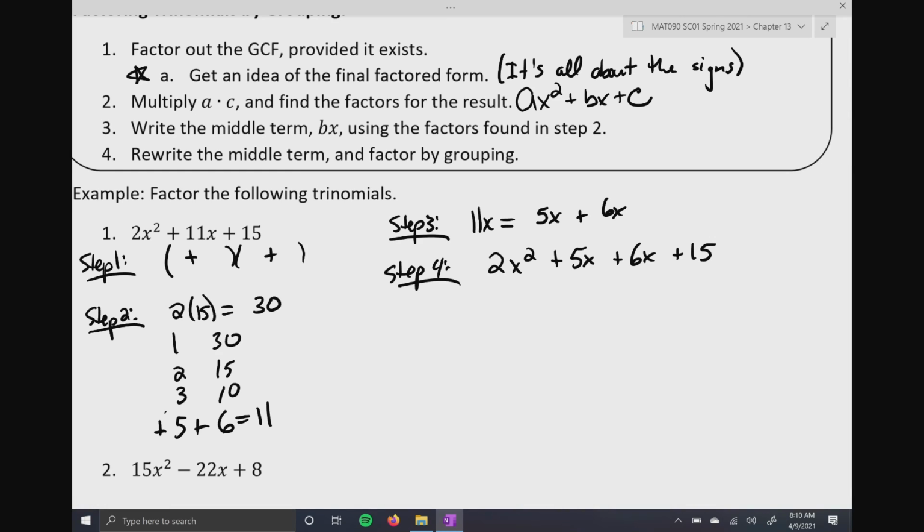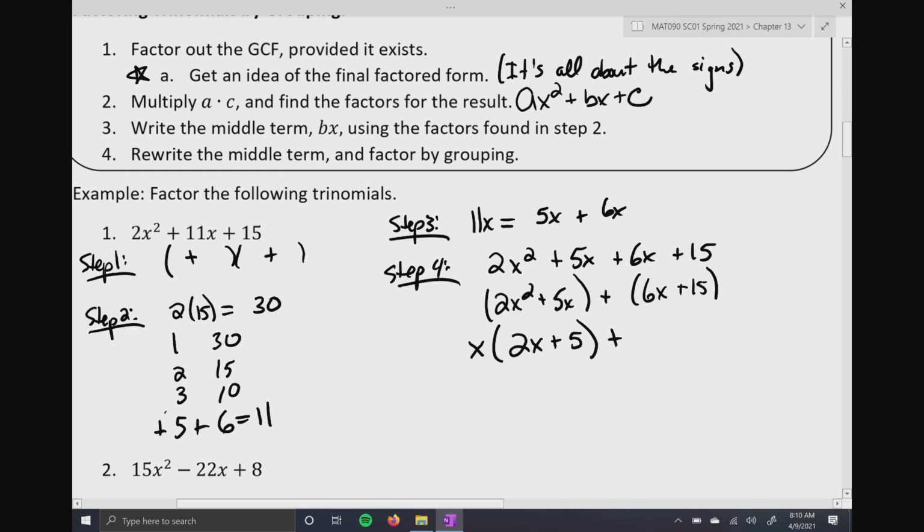So now I factor by grouping. So I group the first set. I group the second set. Remember, never group the middle sign. I look for a GCF in the first set of parentheses. That's going to be an x. I look for a GCF in the second set of parentheses. That's going to be a 3.